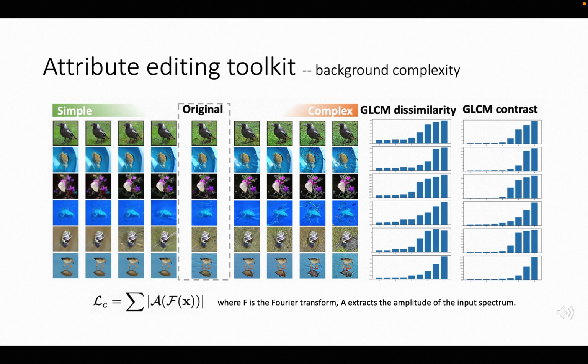Specifically, we choose to manipulate the background in terms of texture complexity due to the hypothesis that an object should be observed more easily from simple backgrounds than from complicated ones. We hypothesize that a complex image should contain more frequency components in its spectrum and higher amplitude indicates greater complexity. Thus, we define the objective of complexity as this, where f is the Fourier transform, A extracts the amplitude of the input spectrum, and X is the evaluated image. In this way, one can easily evaluate how much the background complexity can influence the model performance.